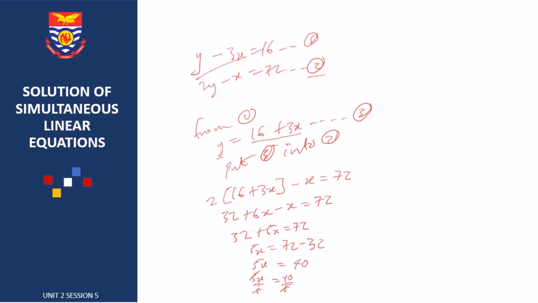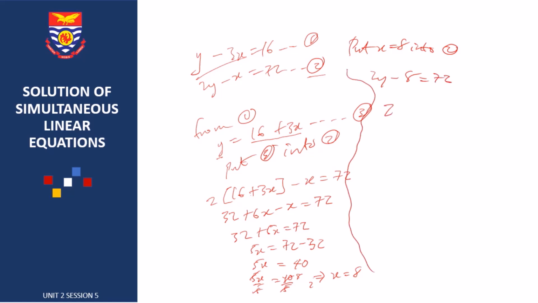5 goes into 40 8 times. I'll now say that it implies that x is equal to 8. Now when I have x is equal to 8, I can easily put it into equation 2. I can say put x equal to 8 into equation 2. So I'll say 2y minus 8 is equal to 72. So that I have 2y equal to 72 plus 8. Then I have 2y equal to 80. Divide both sides by 2. I have y is equal to 40.